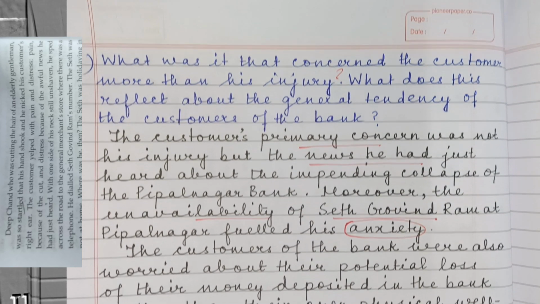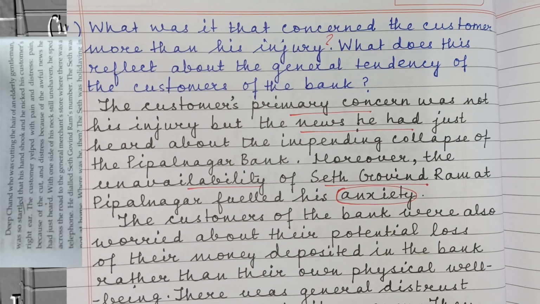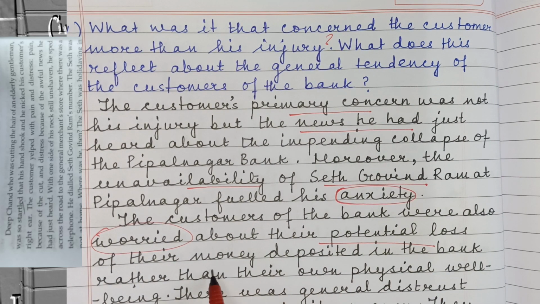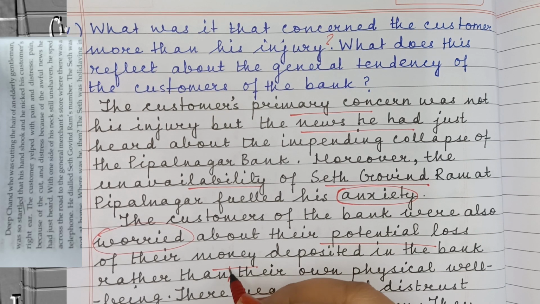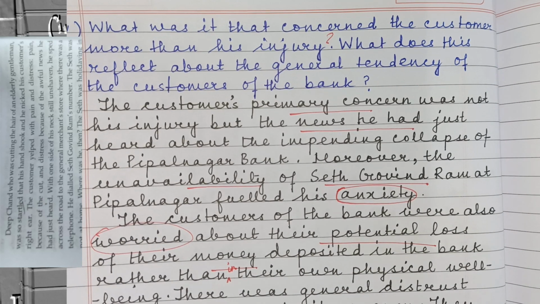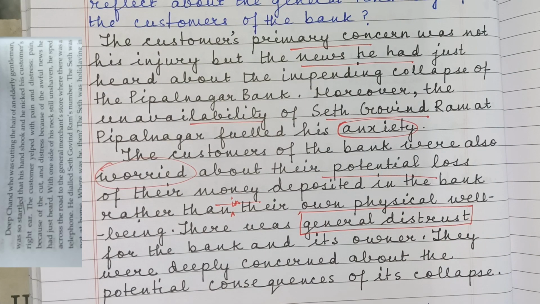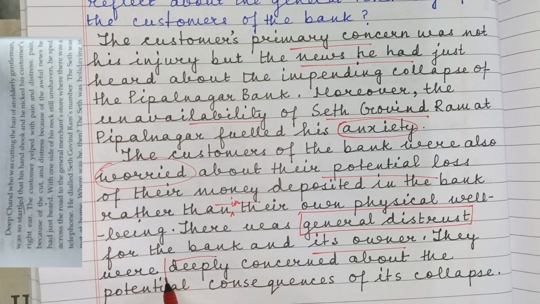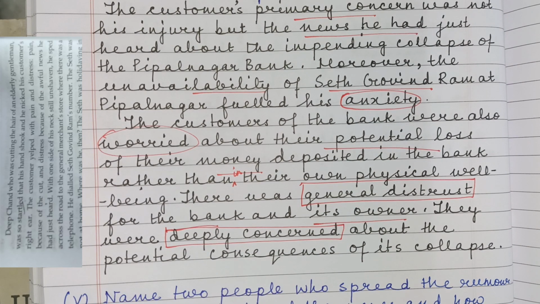And what does this reflect about the general tendency of the customers of the bank? The customers of the bank were also worried about their potential loss of their money deposited in the bank rather than their own physical well-being. There was general distrust, very important, there was general distrust for the bank and its owner. They were deeply concerned about the potential consequences of its collapse.